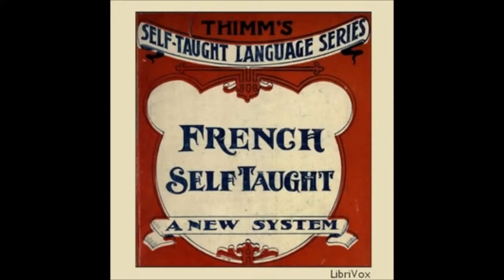Regular verbs. The infinitives of verbs in the French language have the four following terminations: er, as in donner, to give; ir, as in finir, to finish; oir, as in recevoir, to receive; re, as in vendre, to sell.